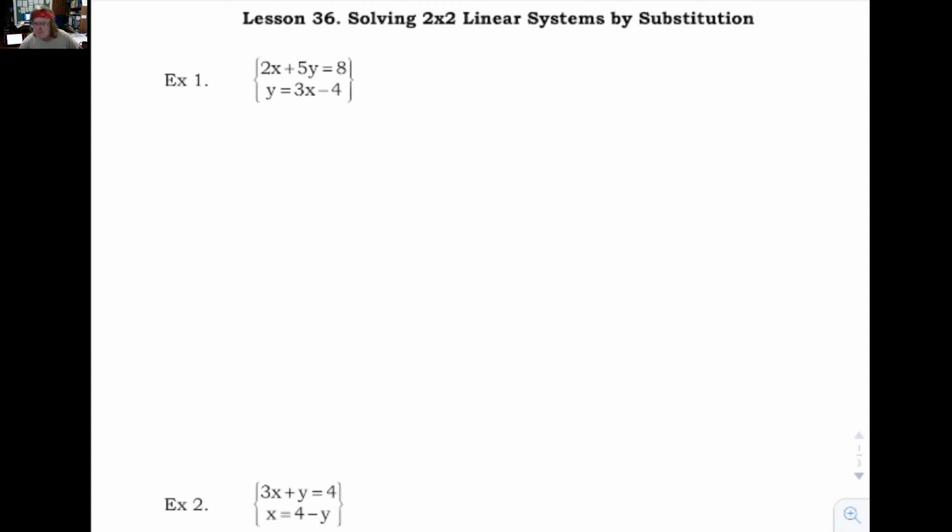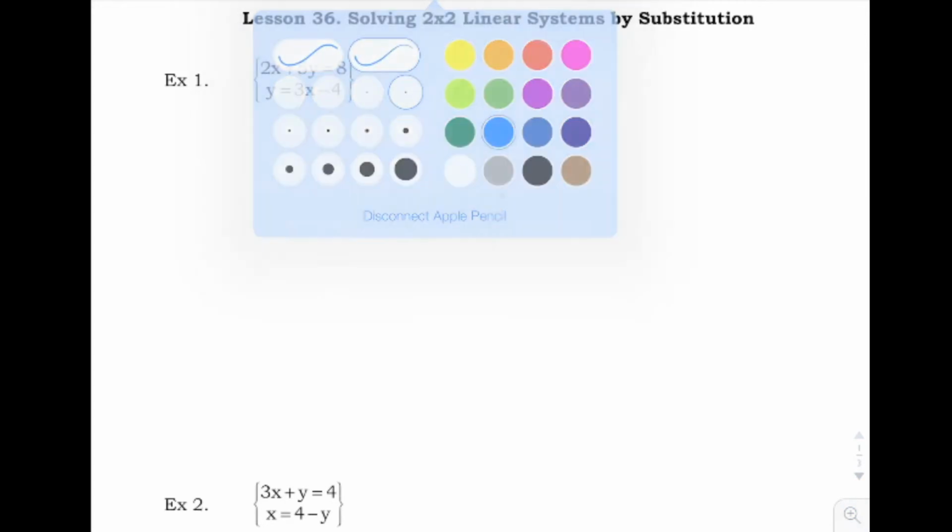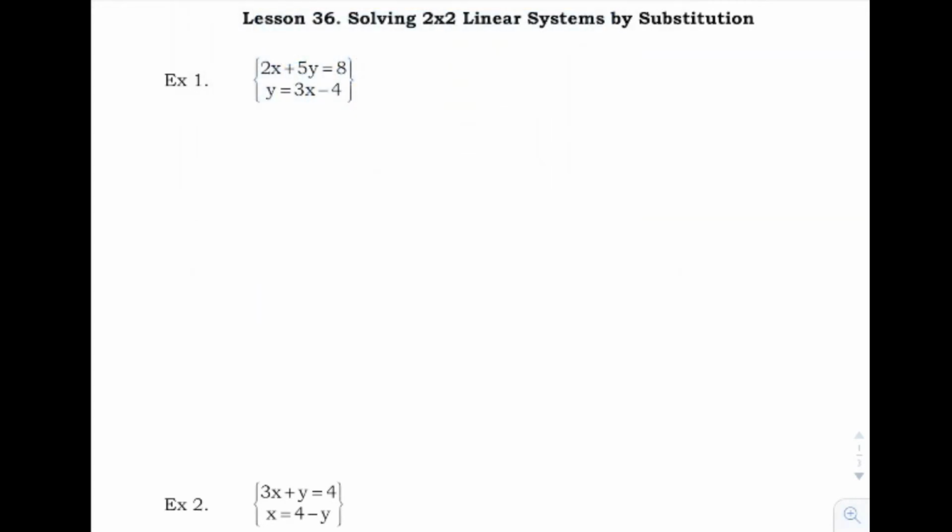Okay, so without any further ado, let's get started on here. Some systems are just going to beg you to use this method, and this is a perfect example of one. See that bottom equation where it says y equals, and I don't even care what it equals, it's just y equals a whole bunch of stuff. When you have this form, this is begging you to use the substitution method.